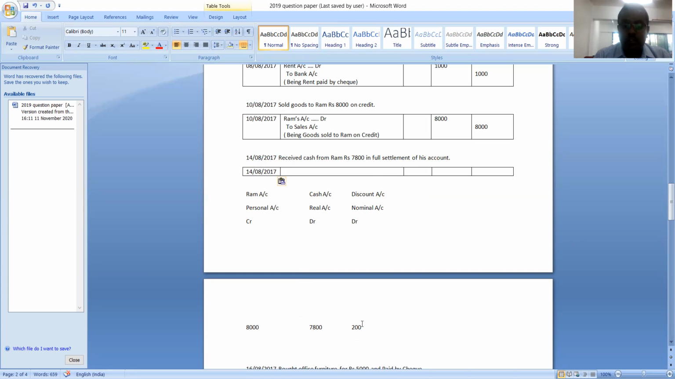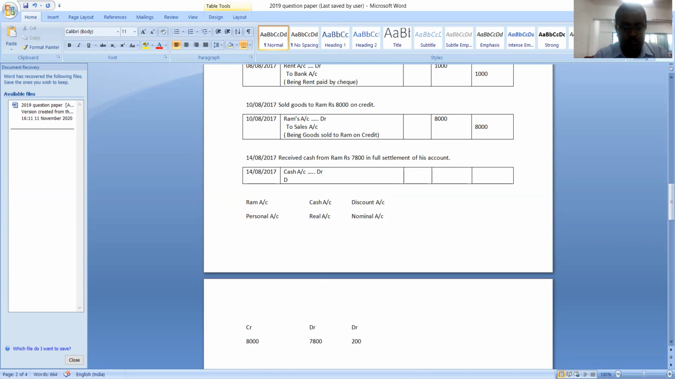So it means we are going to give him a discount of rupees 200. Now cash comes in, right? Which account should be debited? Debit what comes in. Cash comes in. Cash account debit.